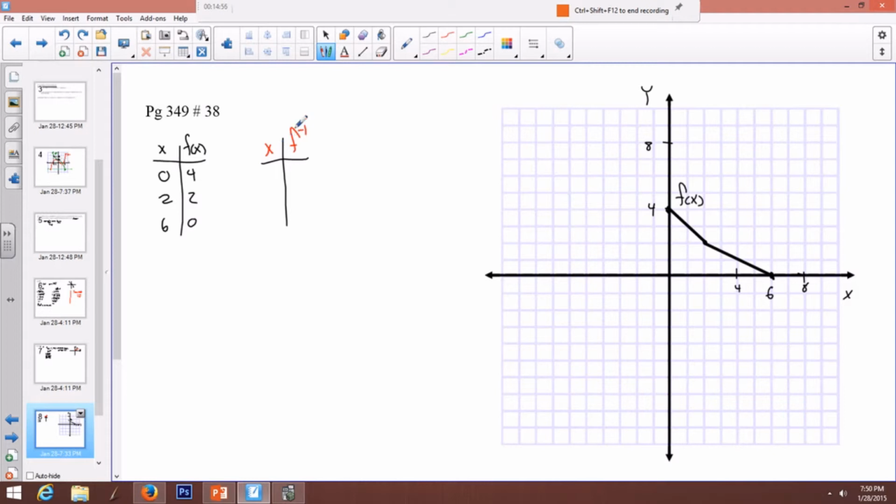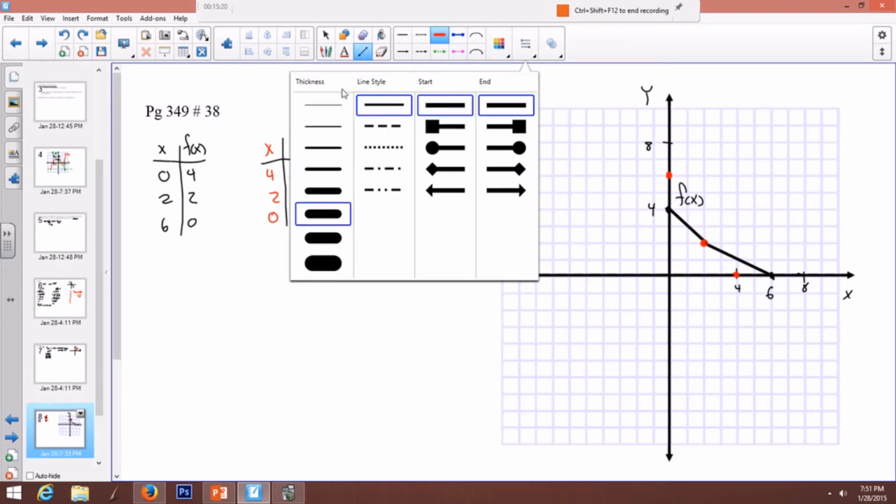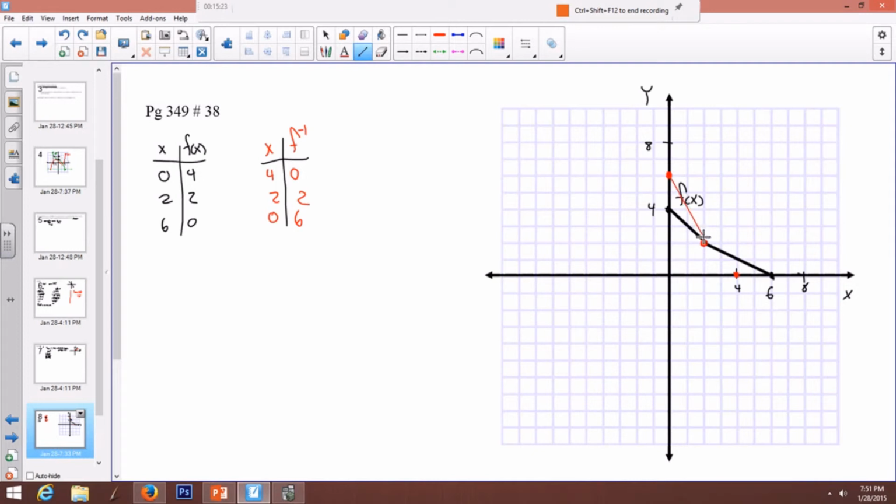We're just going to say in my f inverse function, I'm going to have 4, 0. I'm still going to have 2, 2, but I'm going to have 0, 6. So I took my x's and my y's and I switched them. And so if I'm graphing that, I've got 0, 6, I still have 2, 2, and I have now 4, 0. And if I wanted to connect my dots for that one, I'm not going to use that thick of a line. Let's go back down to here. And so that right there is going to be my f inverse of x. That's my graph.